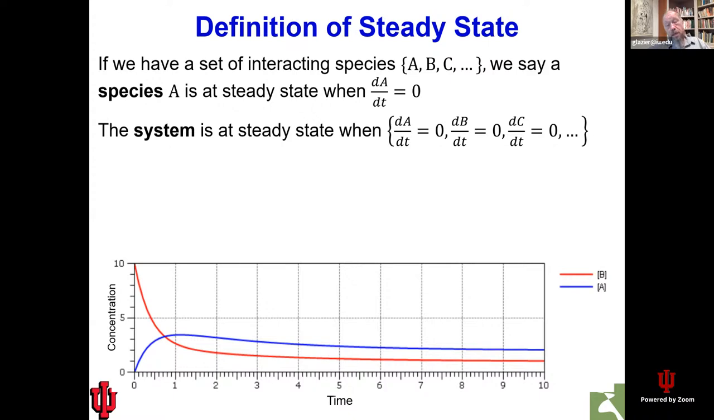Neither of those, well, the second one, I guess, has a steady state of zero. But let's come up with a definition of a steady state. If we have, this is now mathematics, a set of species, A, B, C, D, and so on, a given species, A, is in steady state when its time derivative is zero. The system as a whole is in steady state when the time derivative of all of the species is zero. That doesn't mean that there isn't interconversion of species, but it does mean that if there are forward and backward reactions, they balance. And a lot of the homework was talking about finding steady states.